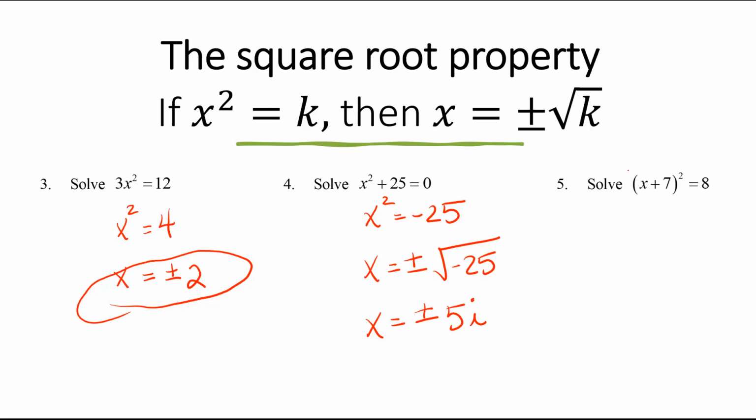Solve x plus 7 quantity squared equals 8. You've already got a perfect square on one side, so you can take the square root on both sides, and you'll get x plus 7 equals plus or minus the square root of 8. So x is going to equal negative 7 plus or minus the square root of 8, and we have to simplify that square root. So we can take the 4 out, and it will be 2 square root of 2.